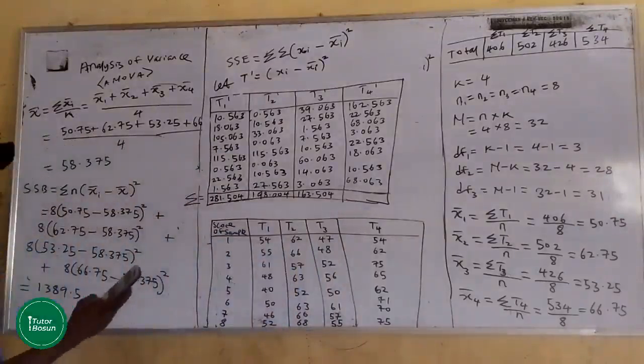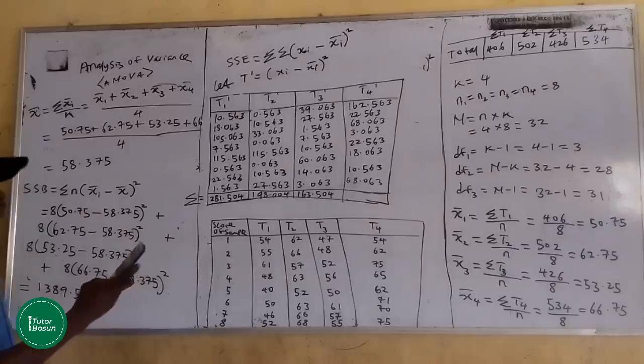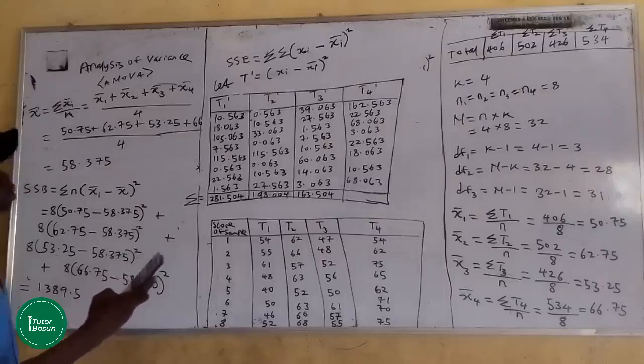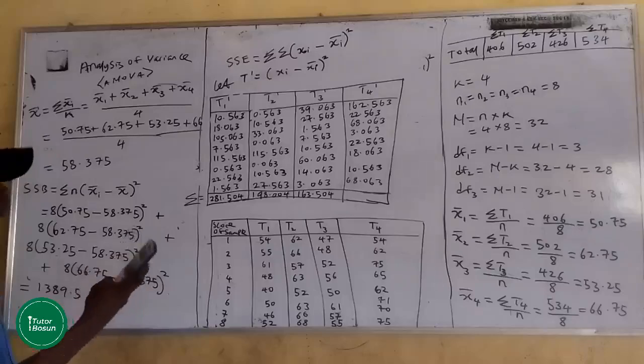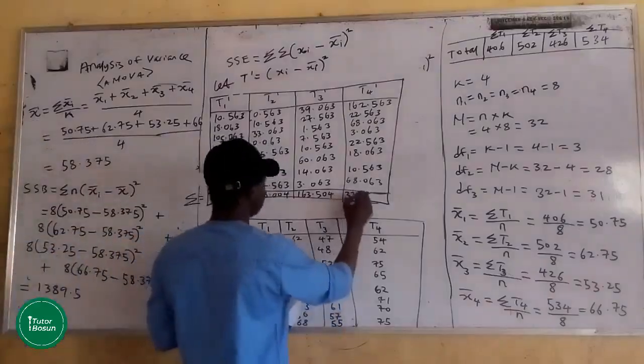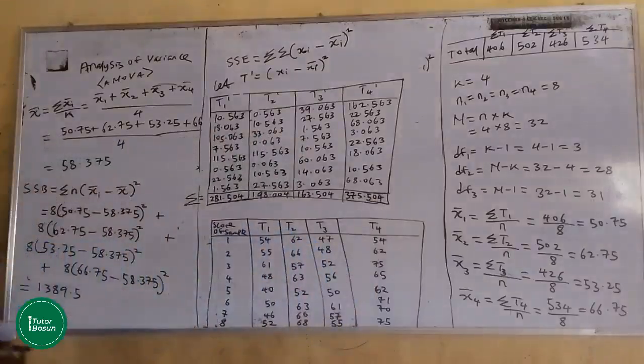So we move to the next one. Here we get 162.563 plus 22.563 plus 68.063 plus 3.063 plus 22.563 plus 18.063 plus 10.563 plus 68.063. So we have 37.504.